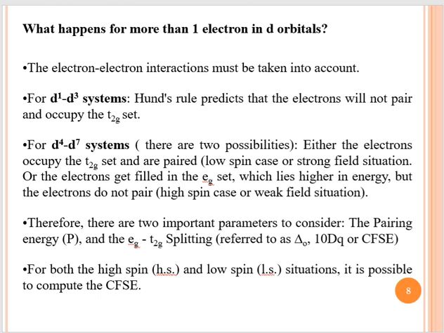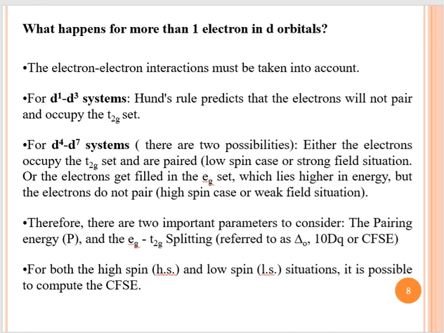So a d1 electron system will occupy 1 orbital of T2g. d2 will occupy 2 orbitals of T2g, while 3 d electrons will occupy 3 orbitals of the T2g set. But for d4 to d7 systems, what happens? Either the electrons will occupy the T2g set and pairing will occur, or they will first of all occupy the T2g set and then the Eg set, and then when the electrons are in excess, pairing will occur.